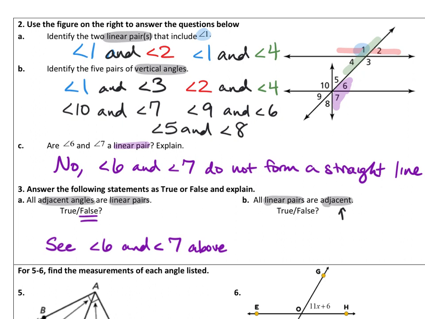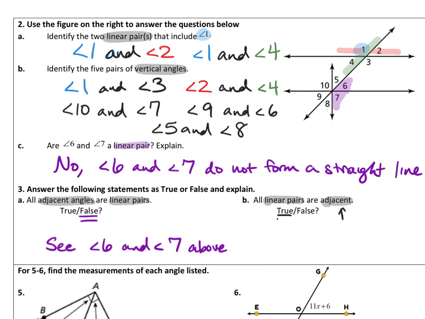That's a good question, right? Okay, so if we look at the image above, numbers 1 and 2 are linear pairs. We already answered that. Are they glued together? 1 and 2? Aren't they glued together? Yeah. We also said 1 and 4 are linear pairs. Are they glued together? Yeah. 2 and 3 are linear pairs. Are they glued together? Yeah. Every single linear pair has to be adjacent.